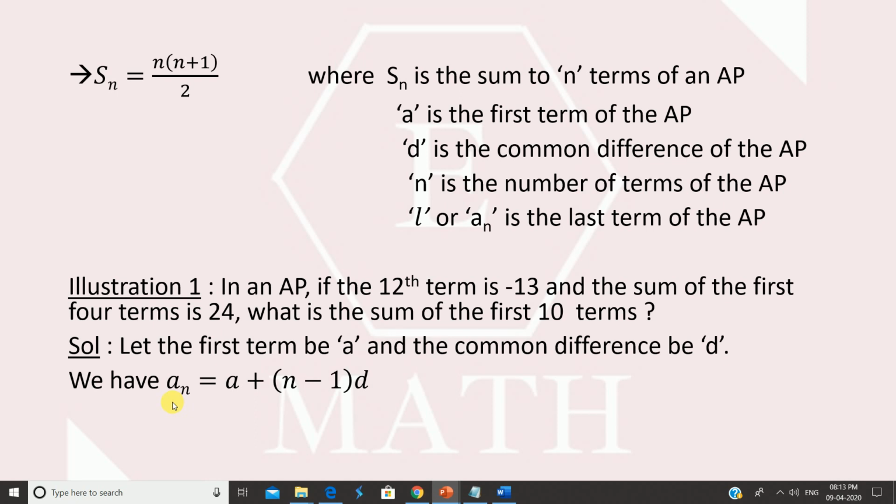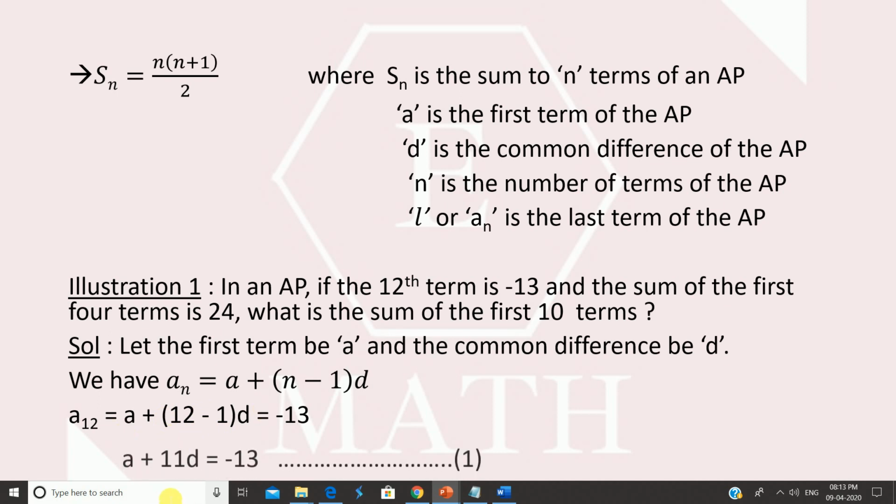Then we have this formula an is equal to a plus n minus 1 into d, right? In the question, they have given that the 12th term is minus 13. So in place of n, I need to replace 12, right? So a12 equals a plus 12 minus 1 into d, and 12 minus 1 is 11. On simplifying this equation, we get a plus 11d equals minus 13. We call it equation number 1.